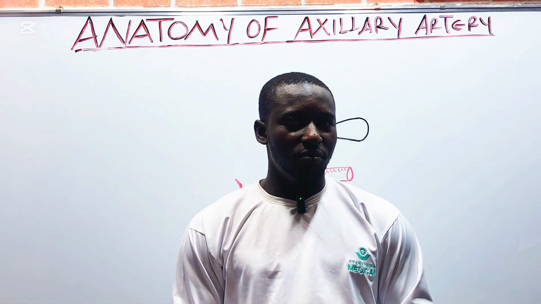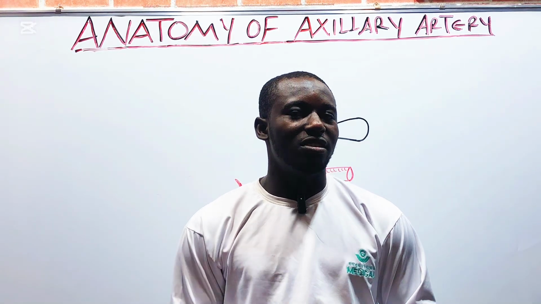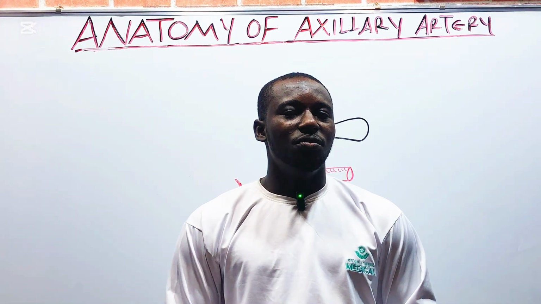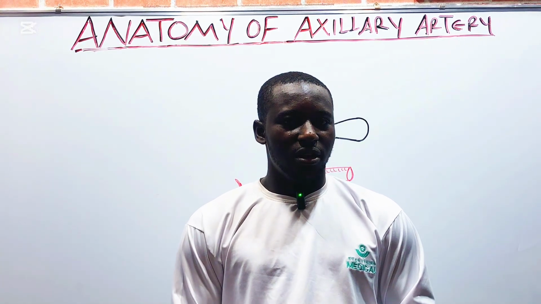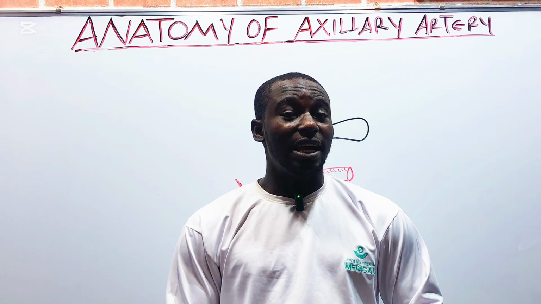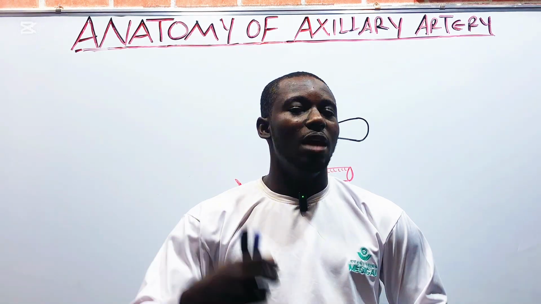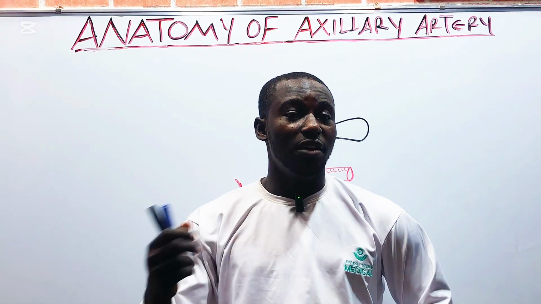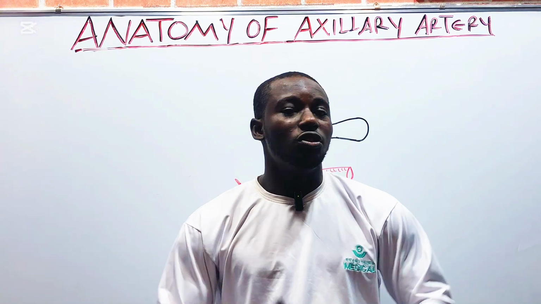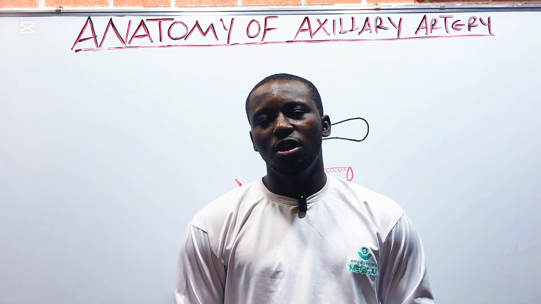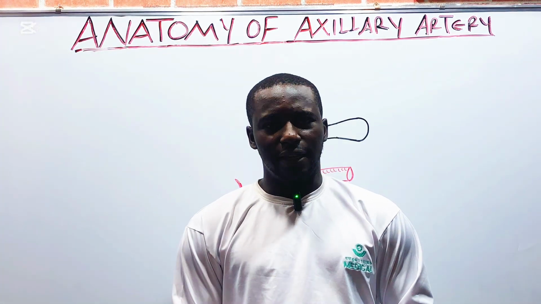the brachial artery. The brachial artery gives rise to the ulnar and what? The radial artery. In my next video, I'm going to be treating the anatomy of the brachial artery and elbow anastomosis before we delve into the ulnar and radial arteries. So today's class is all about the anatomy of the axillary artery.